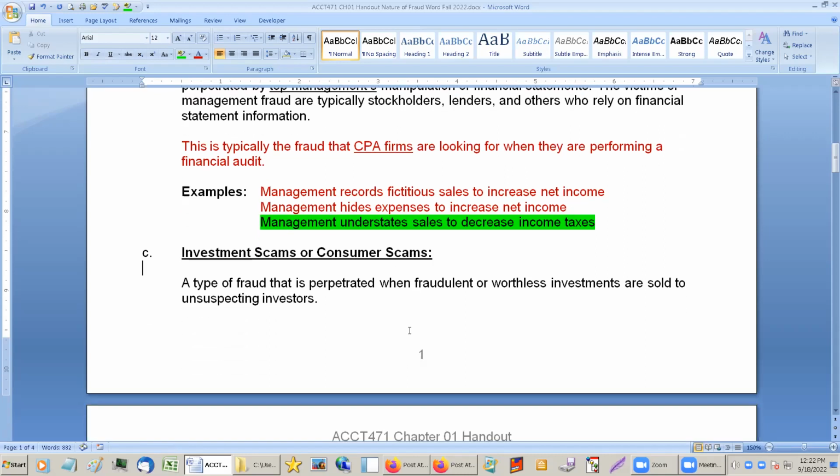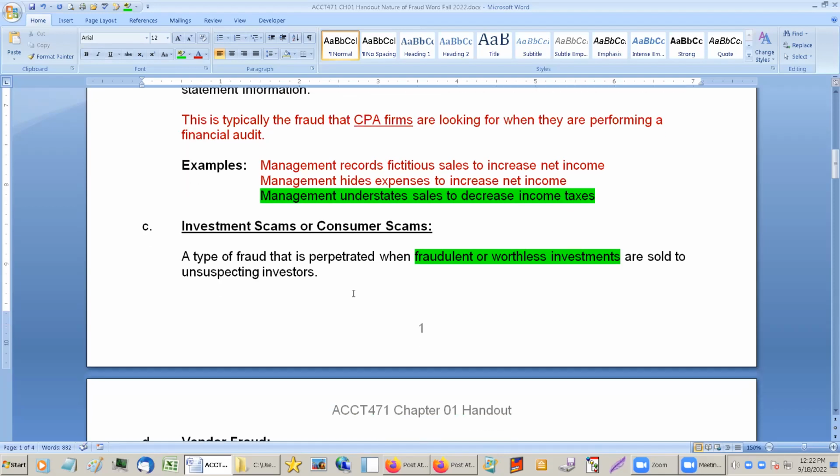Okay. Investment scams. They usually come about by selling worthless or fraudulent investments to unsuspecting investors. And you would think that this would be less common nowadays, but it actually is still there.